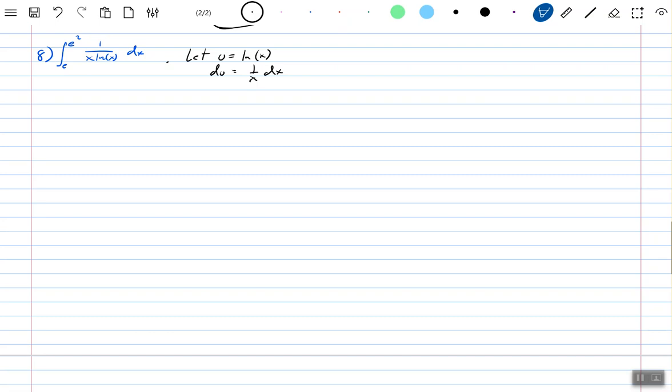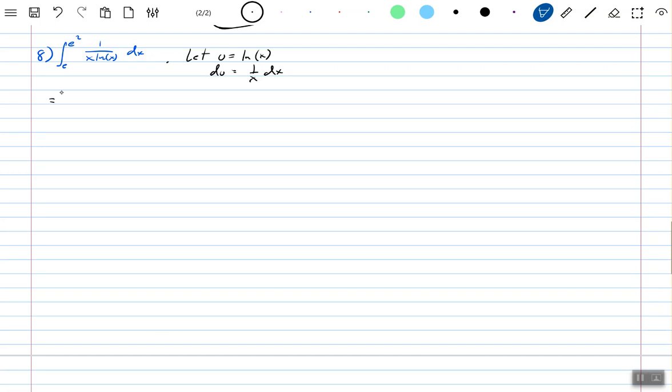Now, I might be wondering, how on earth did I know to do that? Practice. When you do literally thousands of integrals, you start to get the hang of recognizing what you want to let u equal to. That's the trick to integration. Practice, practice, practice. All right?